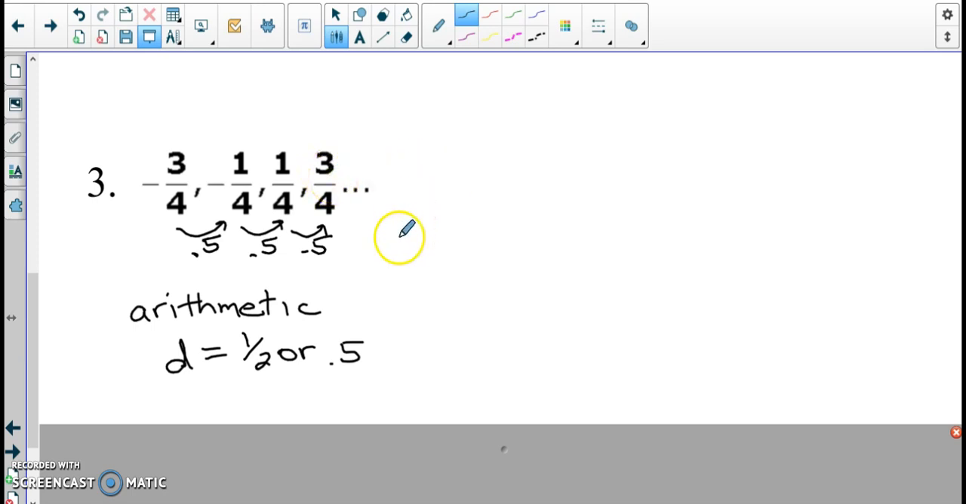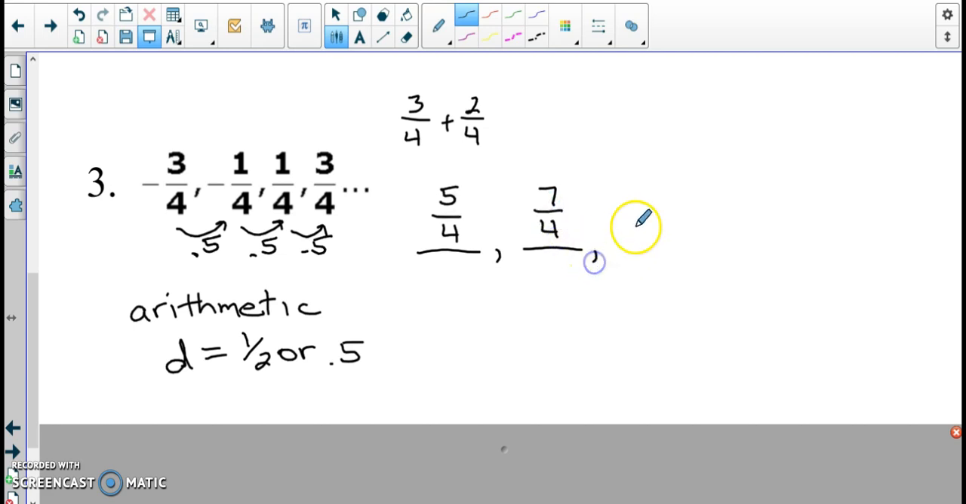Now, since these are in fraction form, I'm going to keep the rest of my three answers in fraction form. So to add 3/4 plus a half, well, a half is the same as 2/4. You just add the top numbers, and we'll get 5/4. And then the next number will be 5/4 plus 2/4, which is 7/4. And the next one is going to be 9/4. Those will be the next three terms. So it is arithmetic. D is 1/2 or 0.5.